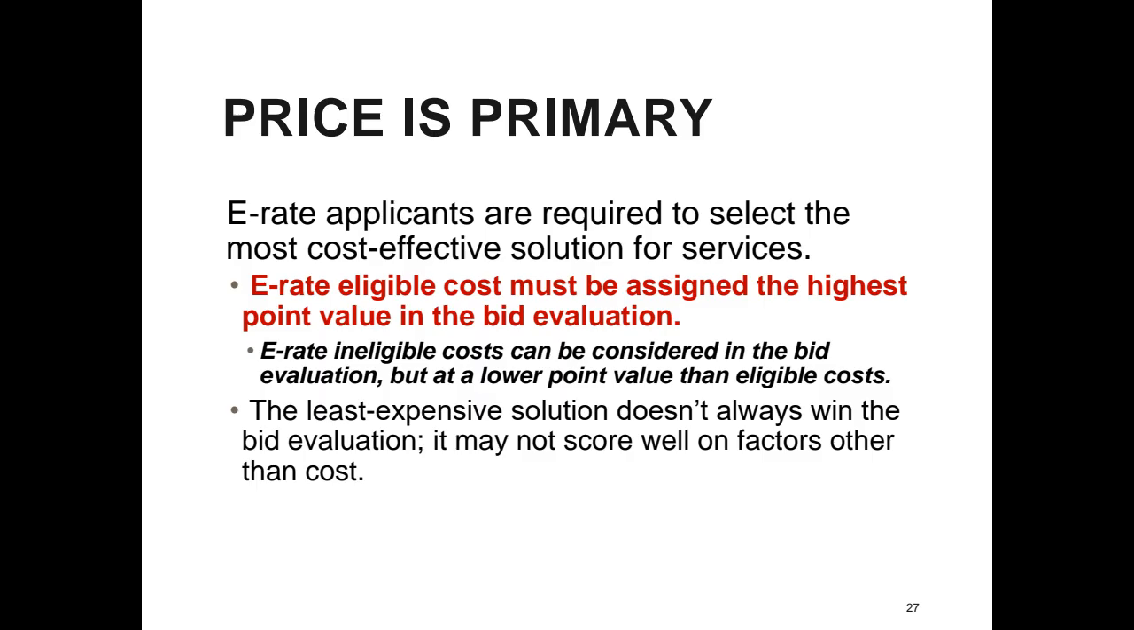Now, especially in Category 2, there are instances where if you have some equipment that has ineligible components, you may also be considering the E-rate ineligible cost of that equipment, but that will be at a lower point value. E-rate eligible highest, then you can have E-rate ineligible. You may have a factor on meeting the technical specifications, prior experience with your library or similar customers, but price is primary.